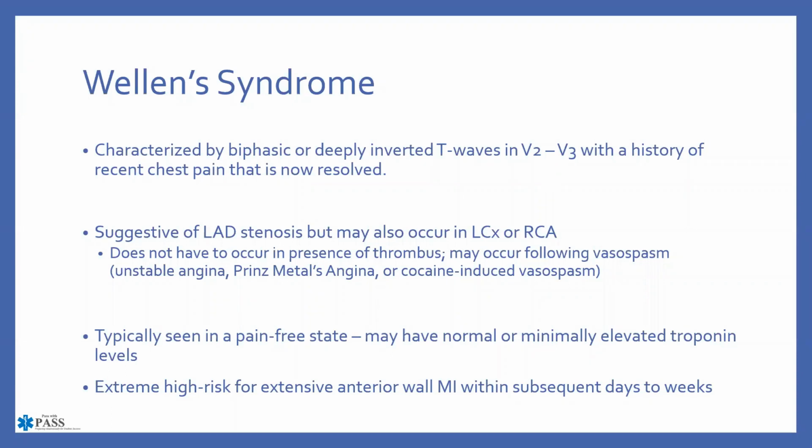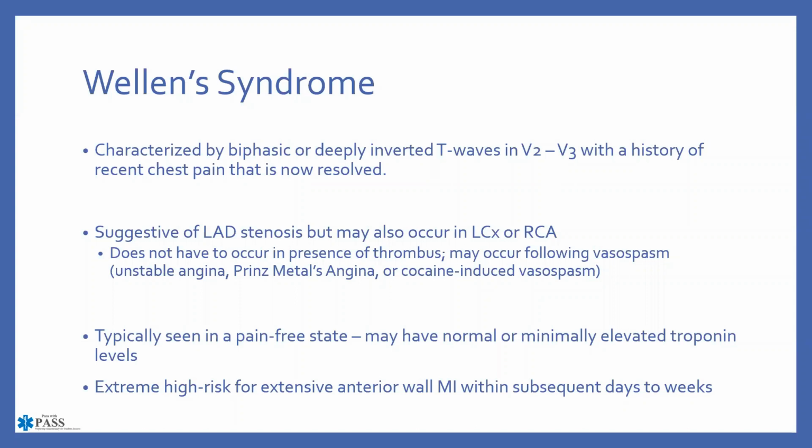And then ultimately they may end up showing this Wellens syndrome, typically seen in a pain-free state. And they may have normal or minimally elevated troponin levels. And as I told you, we're going to look at troponin for just a minute. And then an extremely high risk for an extensive anterior wall MI within subsequent days to weeks.